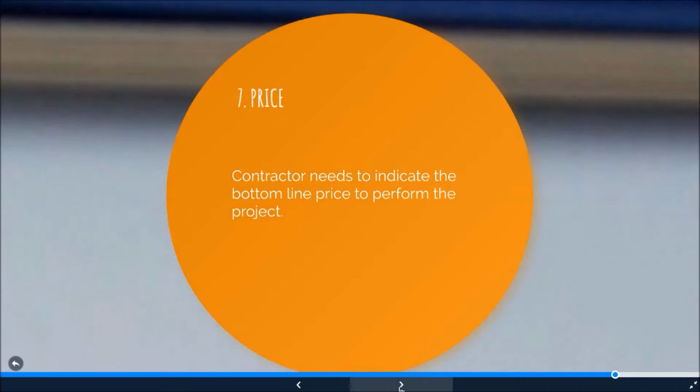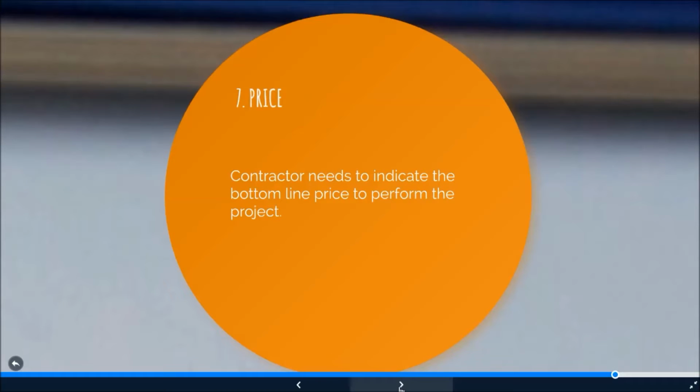Seventh is price, where the contractor needs to indicate the bottom line to perform the project. It is also important to include a discussion to convince the customer that the price is fair and reasonable for the work the contractor is proposing to do. For example, the contractor should describe the unique things it brings to the project that add value.